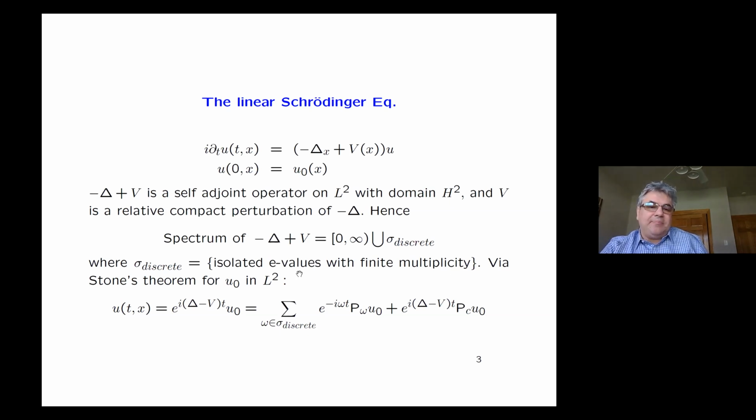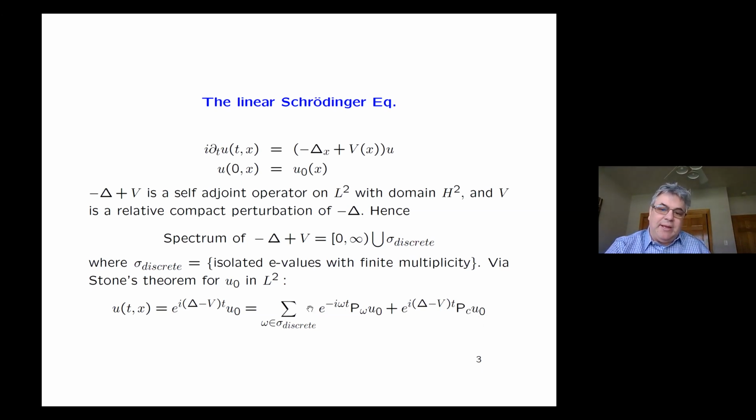And then by Stone's theorem, for example, we have that the dynamics with initial data u0 in L2 is given by a superposition of the eigenvectors corresponding to the isolated eigenvalues. So this is the projection onto the eigenvector corresponding to eigenvalue omega. The e to the minus i comes from the i in front of the derivative in time. And then there is the dynamics on the projection onto the continuous spectrum.